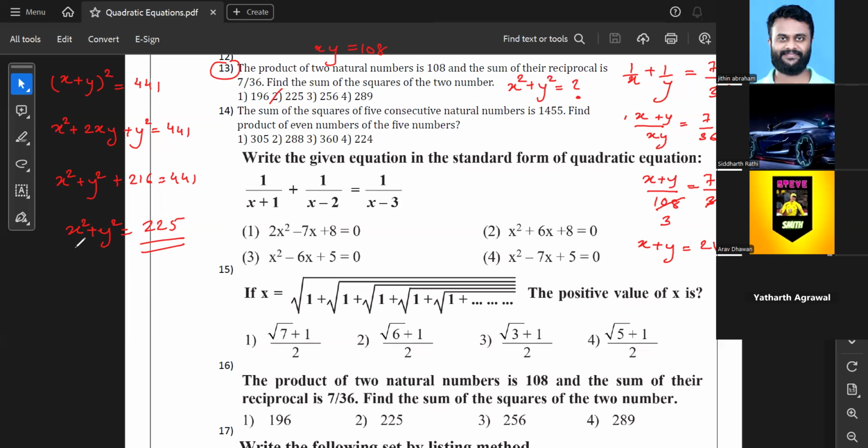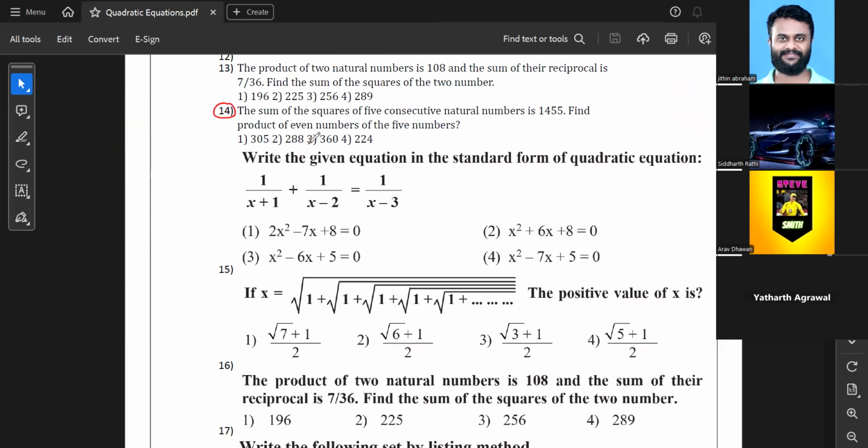Now, erasing this, 14th question. The sum of squares of 5 consecutive natural numbers is 1455. Since we have already solved it and got x square to be 289, which means x was equal to 17, the consecutive numbers are 15, 16, 17, 18, 19. These are the 5 consecutive natural numbers. We are supposed to find the product of even numbers. So that is 288, option 2.